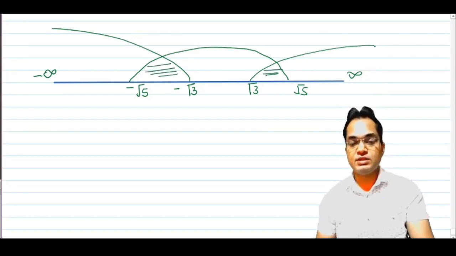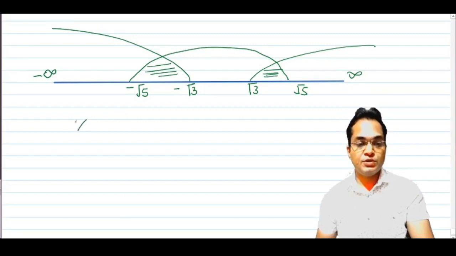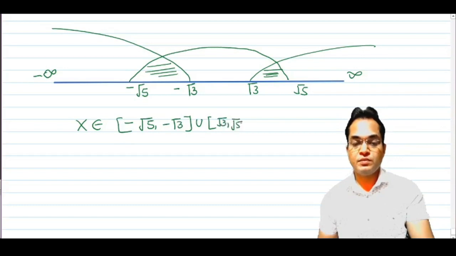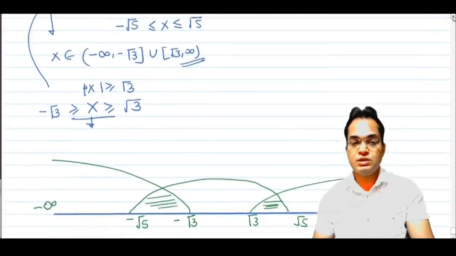This region is the intersection. Then the answer to your question will be -√5 to -√3 union √3 to √5. Got it? I think it is clear. And please note down these questions.